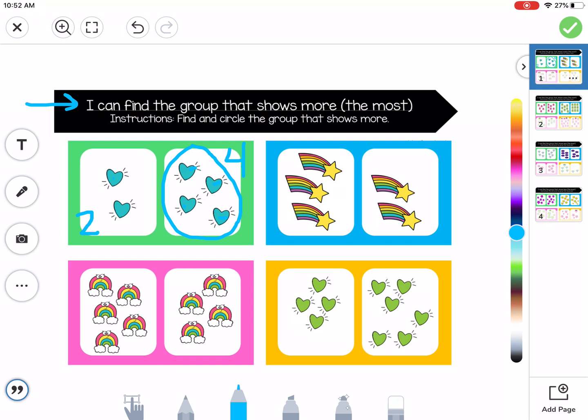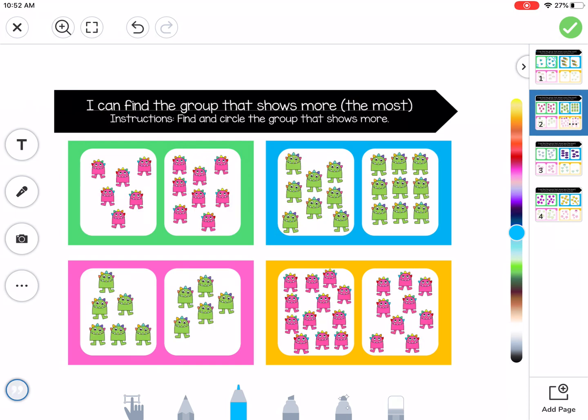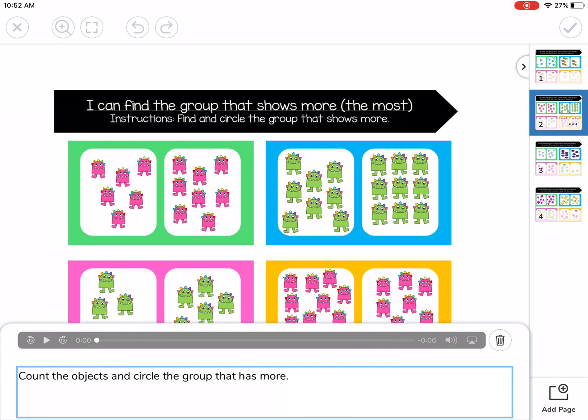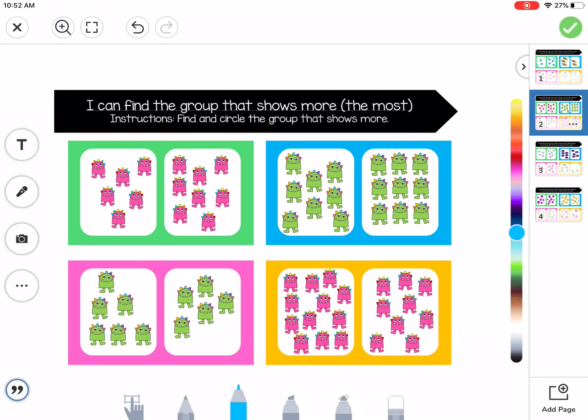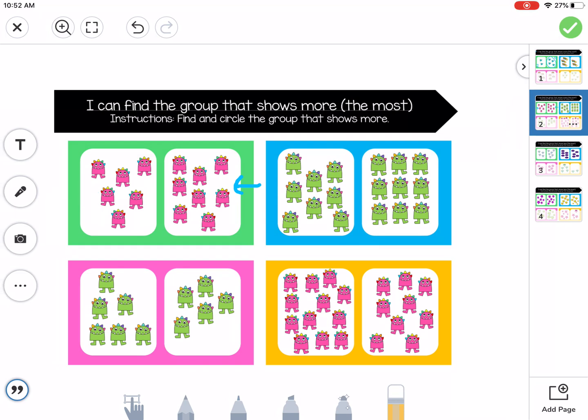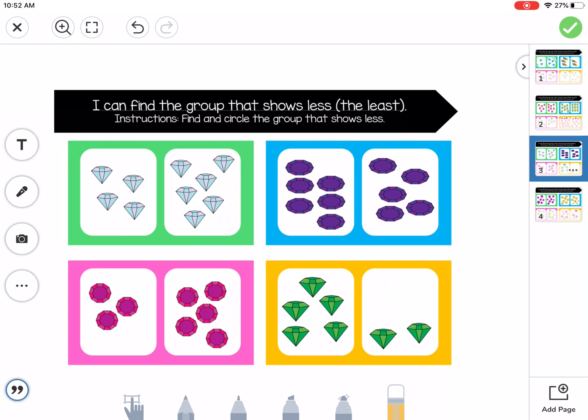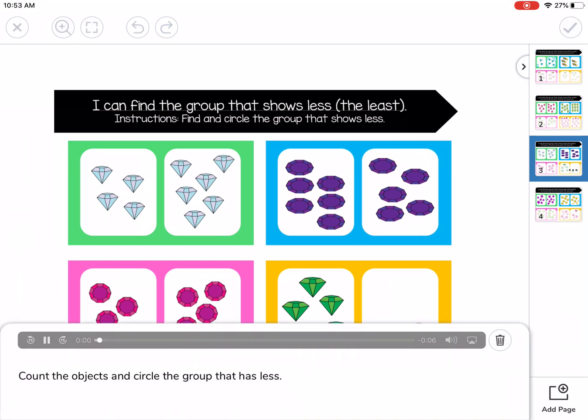on your own. Okay? Now this one, template 2. Same thing. It says count the objects in each group and circle the group that has more. So you're going to do the same thing. You're going to count these, then you're going to count these, and write the number, and then circle the group that has more. Okay? That's the same as what you did on the first page. Then you're going to go to this one, and it says, count the objects in each group and circle the group that has less.